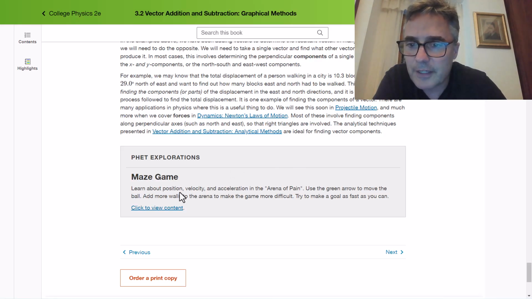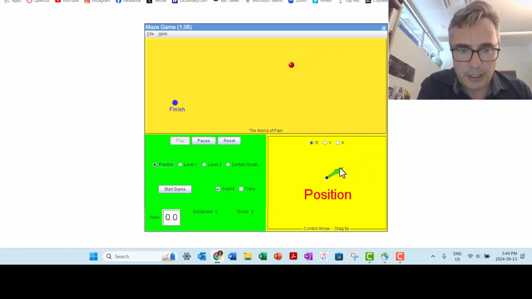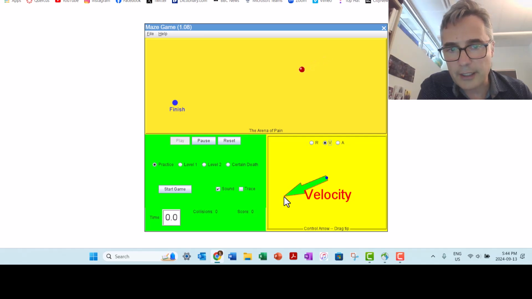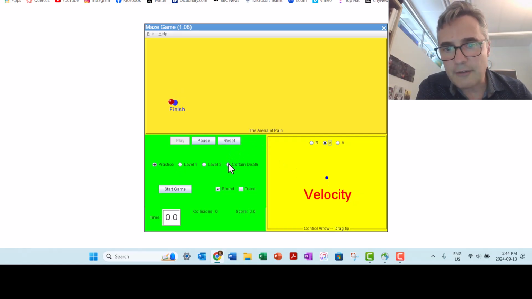Okay, and there's another PhET exploration. Let's look at that. You can either use this sort of trackpad thing down here to select position R, or you can press reset and select its velocity V. So it starts with 0 velocity. If you want to make it go, you drag this arrow. It stops when the velocity is 0, and you drag it wherever you want to go. So if you want to go to the finish line, you can go like that. Whoop, goal. And of course, they have all these different levels.